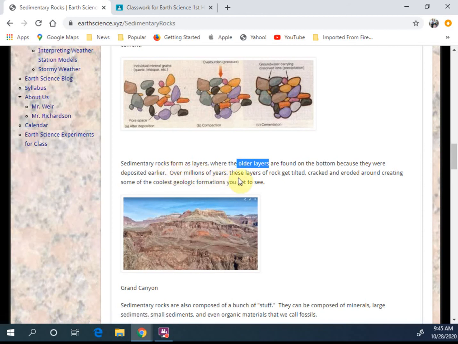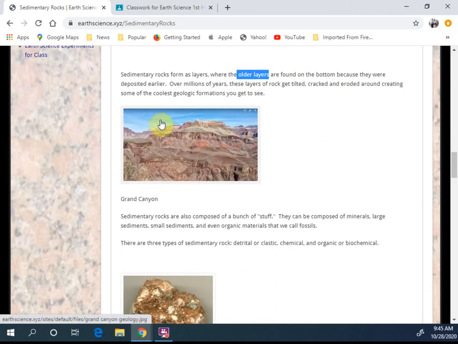Over millions of years, these layers of rock get tilted, cracked, eroded, etc., forming some of the coolest geologic features on the planet. For example, the Grand Canyon, one of the seven wonders of the world. All it is, is layered sedimentary rock that has been weathered and eroded away, leaving behind a grand, spectacular array of sedimentary rock.